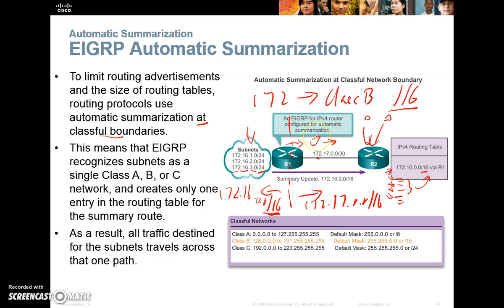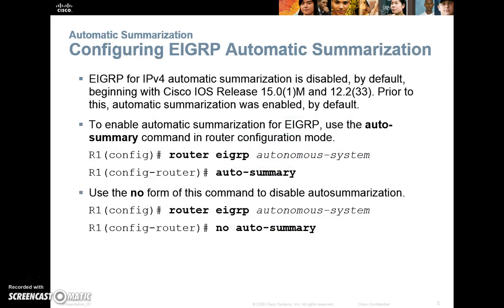So how do you enable or disable auto summary? Auto summary is disabled by default from Cisco IOS version 15.0 and 12.2 onwards. If you're using an older IOS, older than these two versions, it is enabled by default. Auto summarization does have its problems in EIGRP. That's why in the later versions of the IOS, Cisco decided to disable it, and make sure that the administrator knows what problem it is going to cause, makes sure this problem doesn't happen, and then lets the administrator enable it.